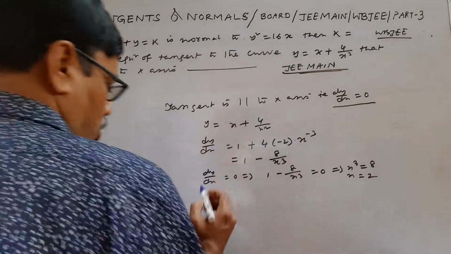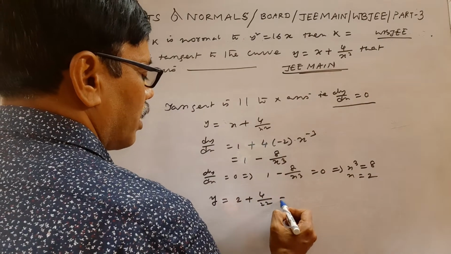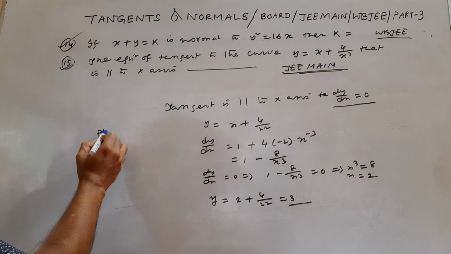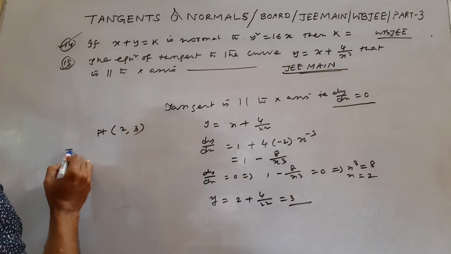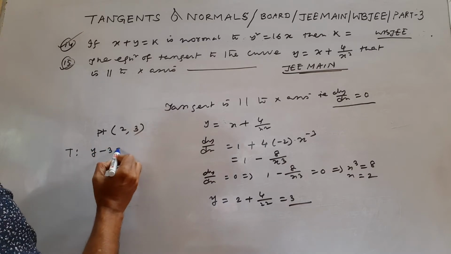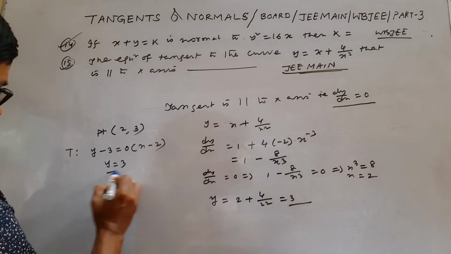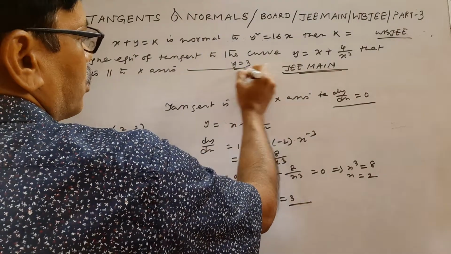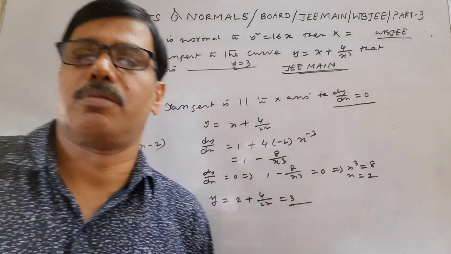So if x equals 2, what is y? y equals 2 plus 4 by 2 square equals 3. So we are getting the point 2, 3, and it is parallel to the x-axis. So slope is 0. So what is the tangent? y minus 3 equals 0 into x minus 2. So y equals 3 is the answer. Very simple but important problem.